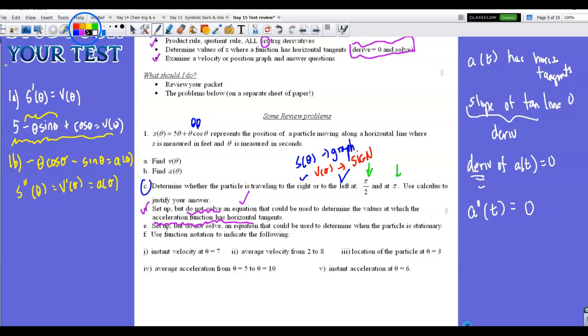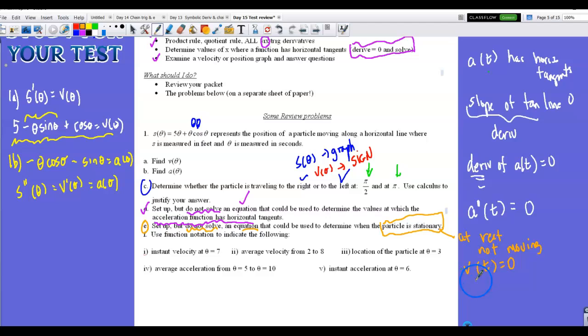All right, moving on to letter E. Now in letter E, we're also going to set up, but do not solve, another equation that could be used to determine when the particle is stationary. I actually revealed that a little bit earlier. First of all, stationary means at rest, and at rest means not moving. And not moving is when the velocity function v of t equals 0.